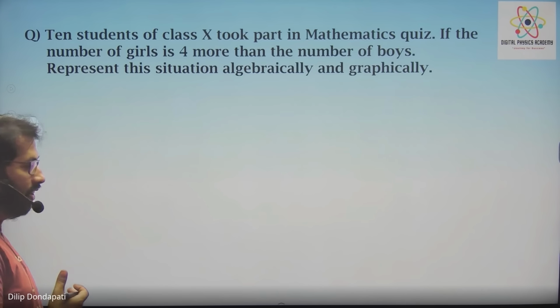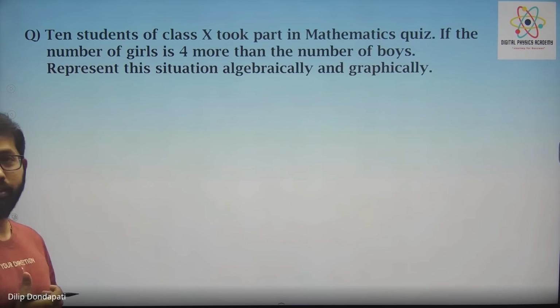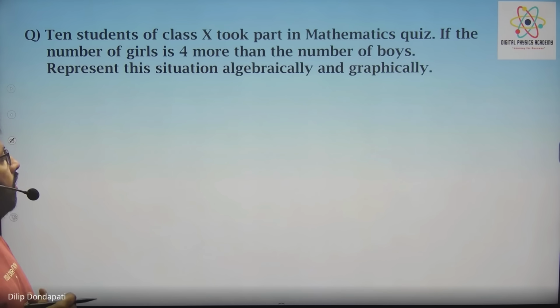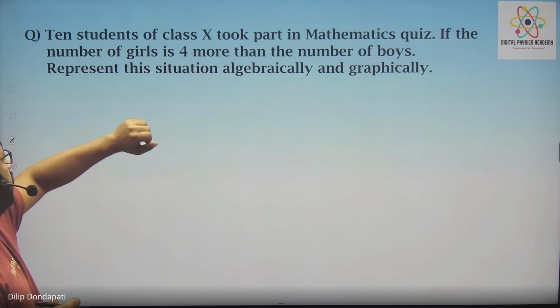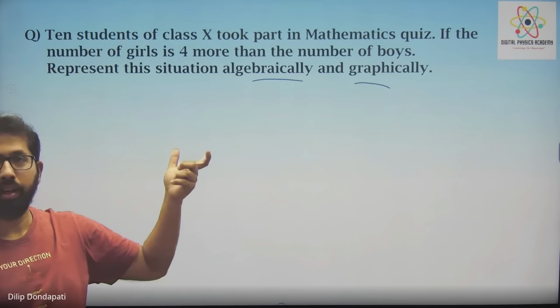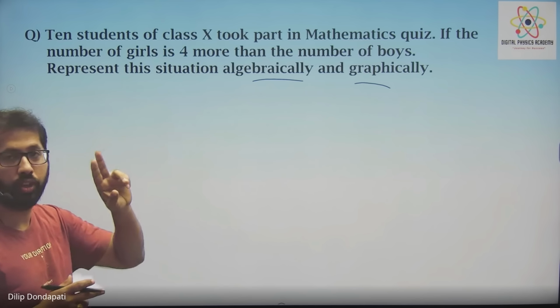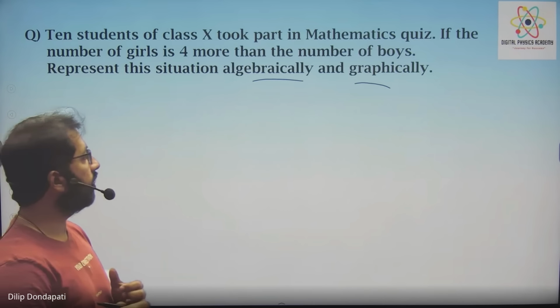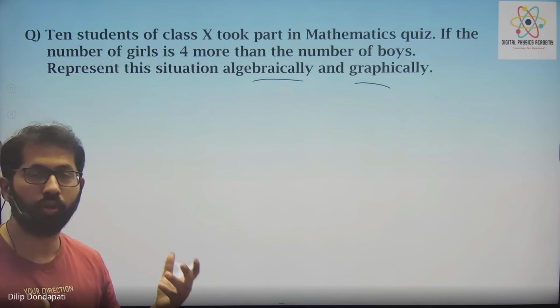Try this. 10 students of class 10th took part in a mathematics quiz. Total 10 students are there. If the number of girls is 4 more than the number of boys, represent this algebraically and graphically. Algebraic means in equation form, graphical means you have to draw the graph. You have to make 2 equations. In questions, first of all you always have to assume x and y, then only can we form the equation.